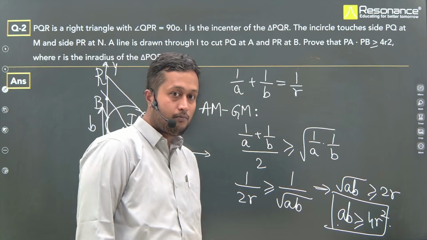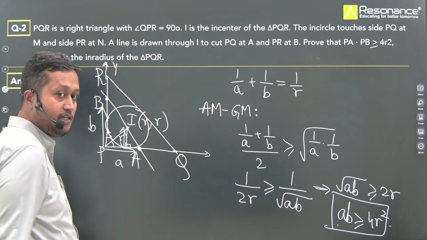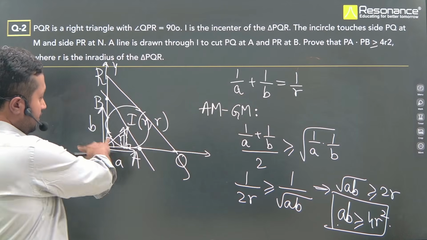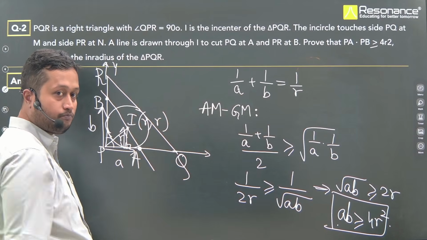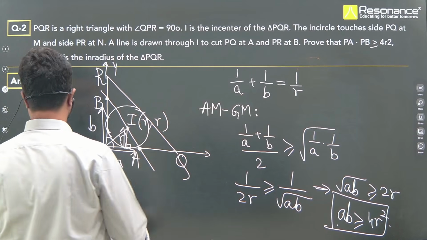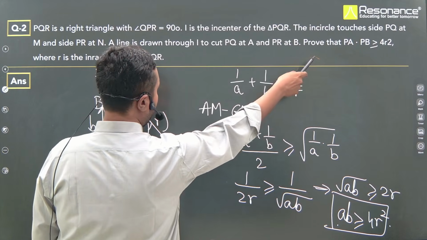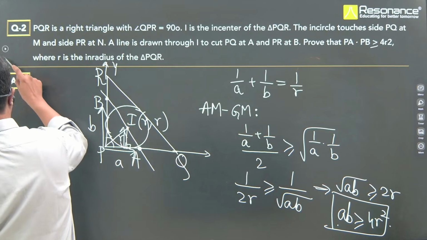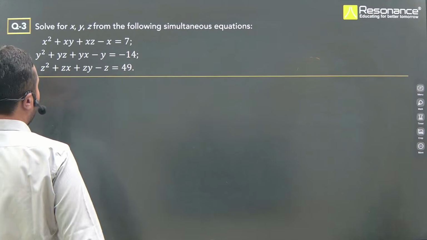Okay, pretty sweet. It comes out of AM-GM and the simple relation that ties these two intercepts with r. By the way, that's exactly what you wanted to prove: PA into PB, that's a times b, greater than or equal to 4r square. All right. Next one.